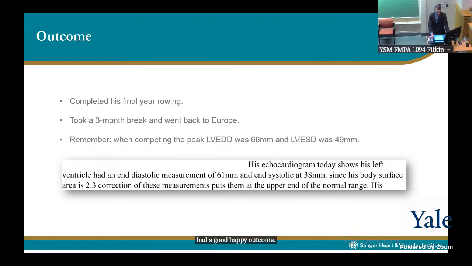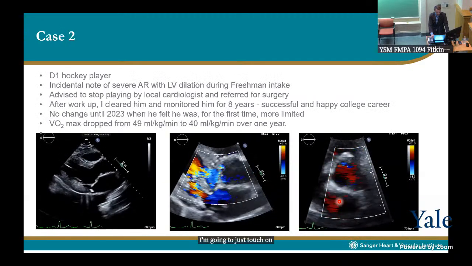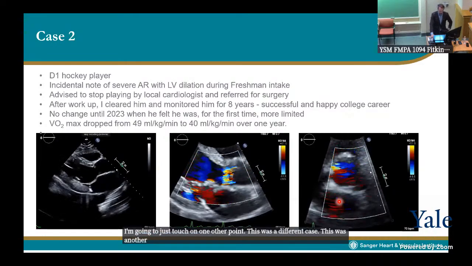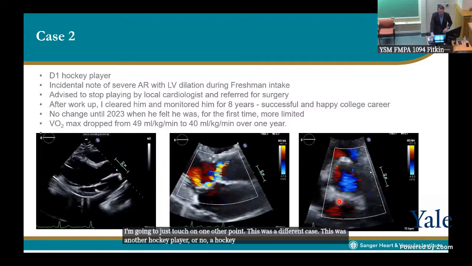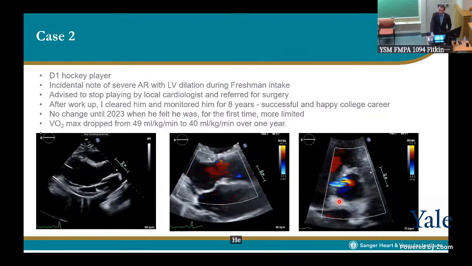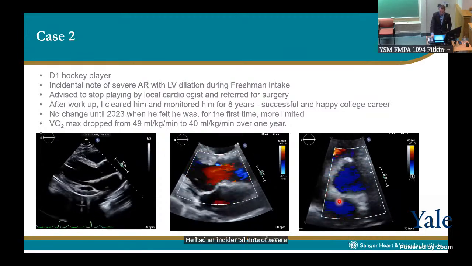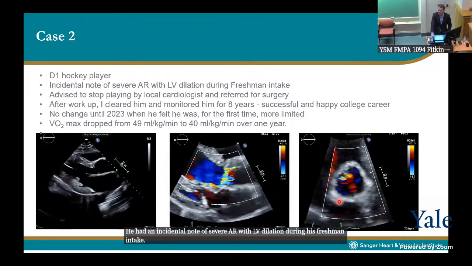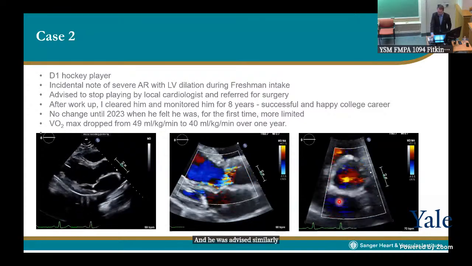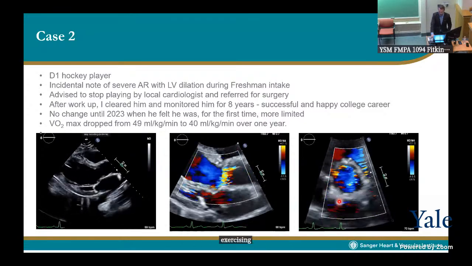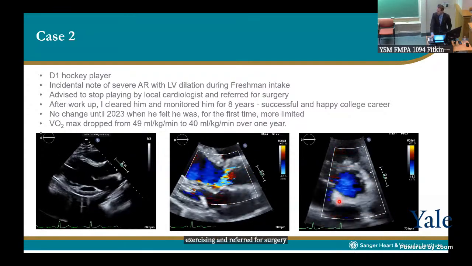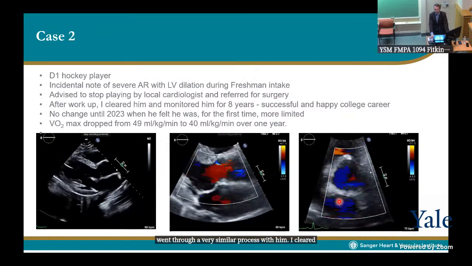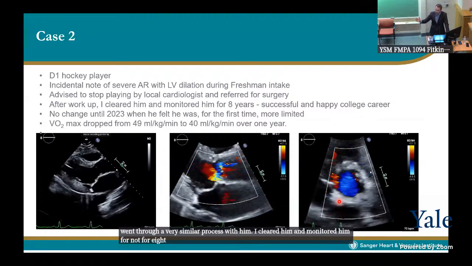I'm going to just touch on one other point. This was a different case. This was another hockey player. He had an incidental note of severe AR with LV dilation during his freshman intake. And he was advised similarly to stop exercising and referred for surgery. Went through a very similar process with him. I cleared him and monitored him for 8 years. He had a very happy college career.